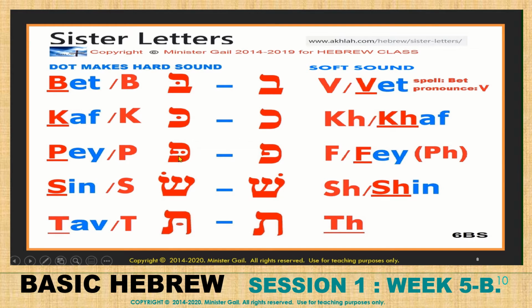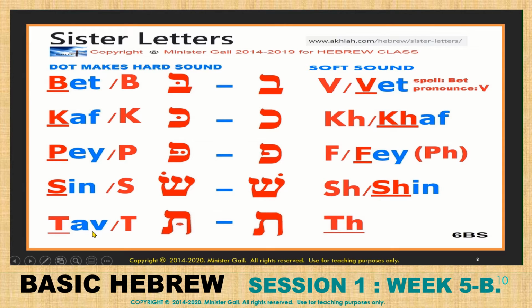P with a dot, F or PH without the dot, for the mouth. Sin, the dots on the left for sin, seen. If you pronounce seen, they'll pronounce it seen. Or sheen, SH, with the dots on the right.